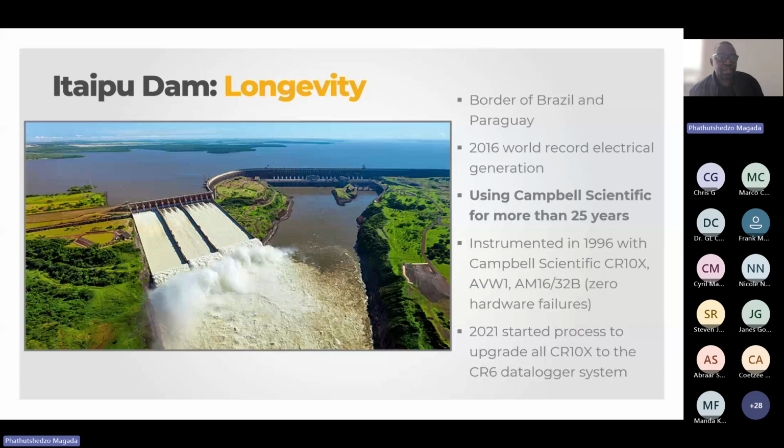We also have Itaipu Dam, the dam that borders Brazil and Paraguay. At this dam, Campbell Scientific started measuring from 1996. We had 24 CR10X systems that were measuring, and we upgraded to 30 CR6 systems to measure 1,200 sensors.